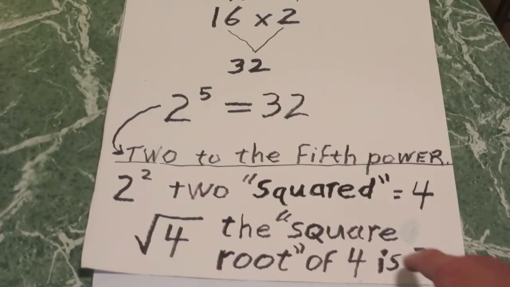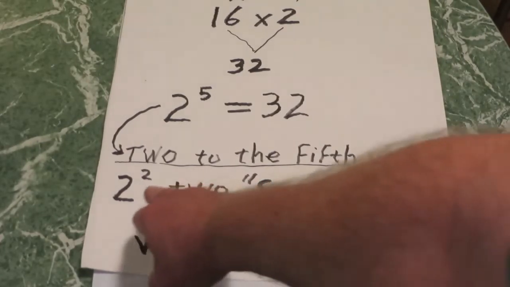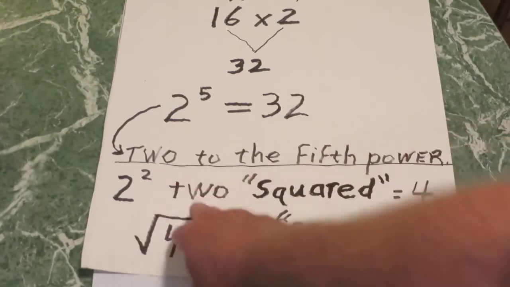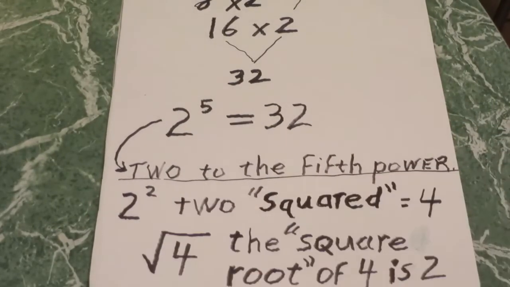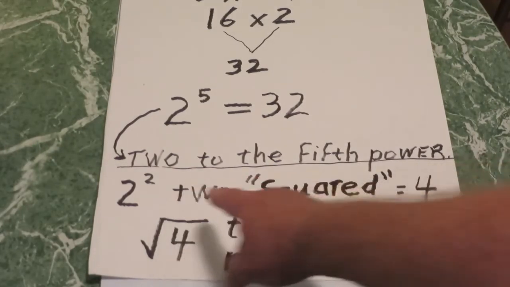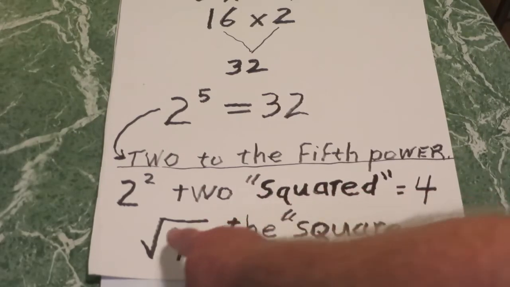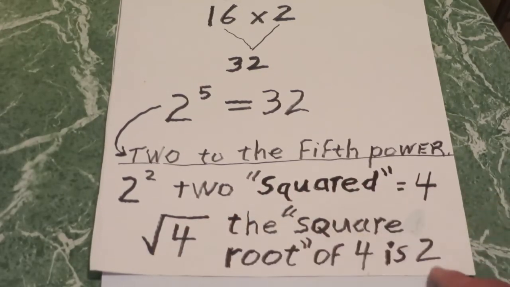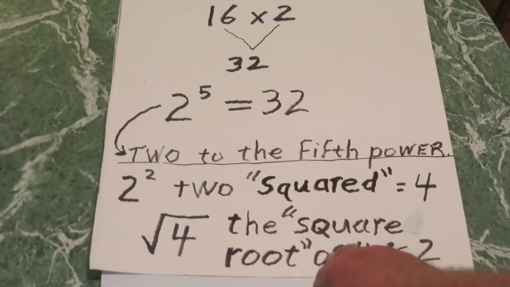So this is important. We'll use other numbers for the base and sometimes other exponents, but for the time being, notice that we're working with things that are squared. 2 squared equals 4. The square root of 4 equals 2, so they're opposites.